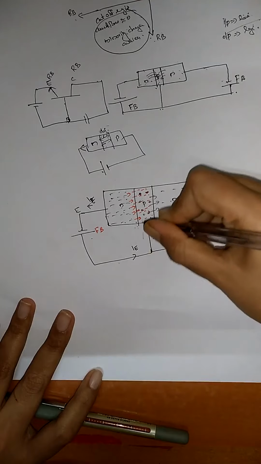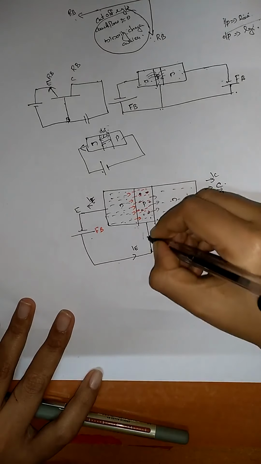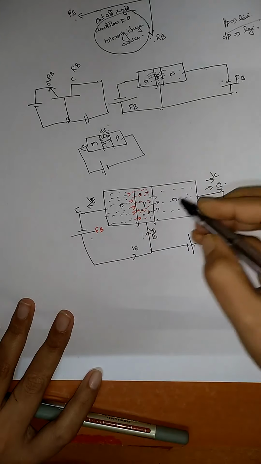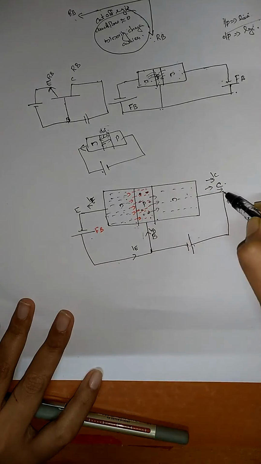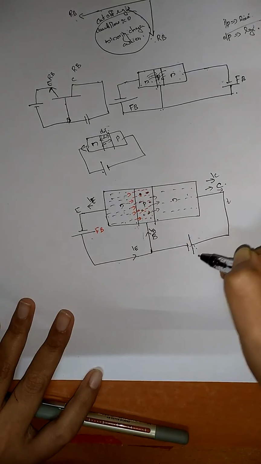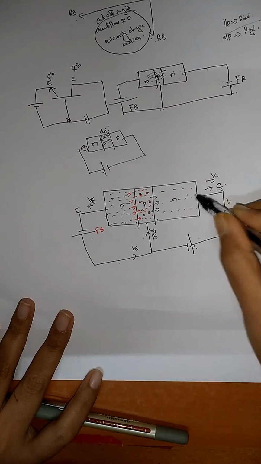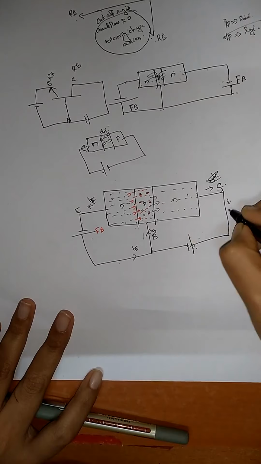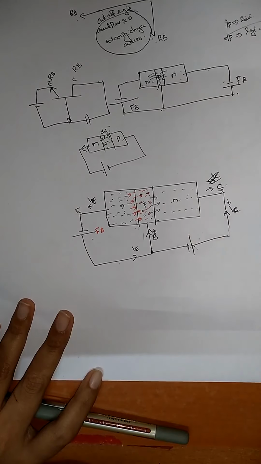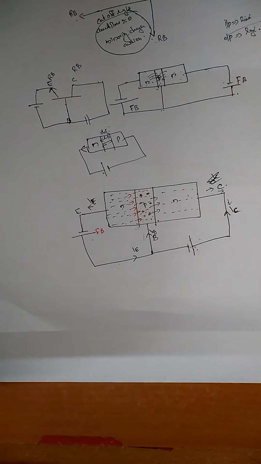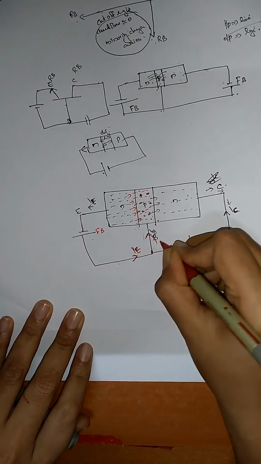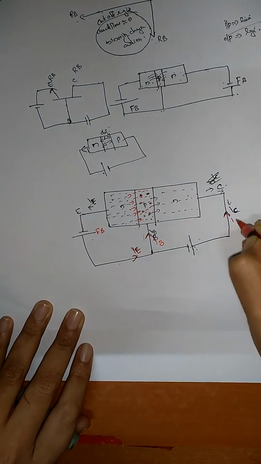This is N. These electrons are repelled here, so that current direction is opposite. That is IB. And here what is happening? The electrons are flowing into the positive terminal, which means that the conventional current flow is opposite to here, isn't it? Because the electrons are flowing in this direction, the current flow should be here, like this. Okay, so I am highlighting it. This is IE, this is IB, and this is IC.